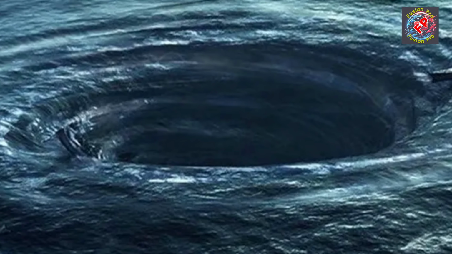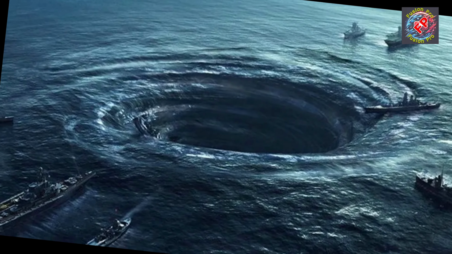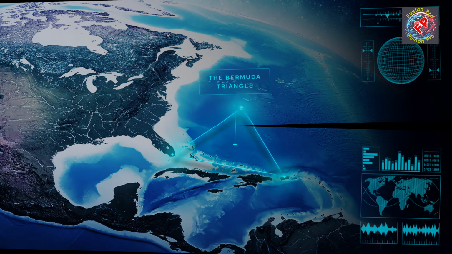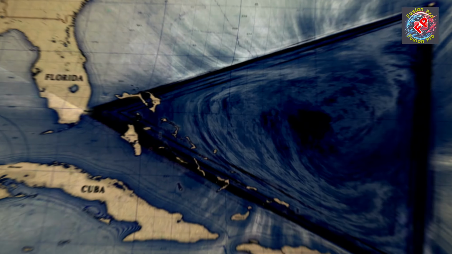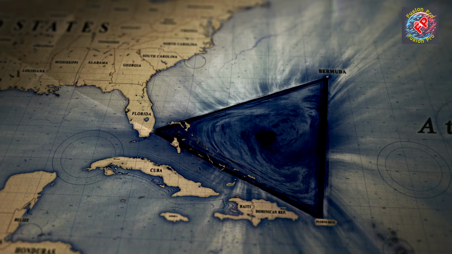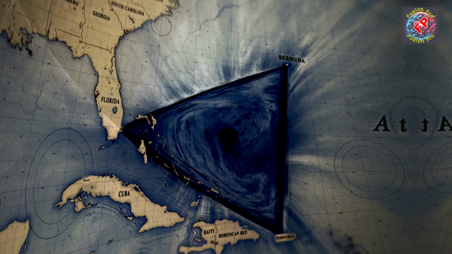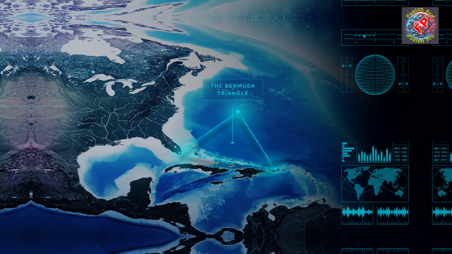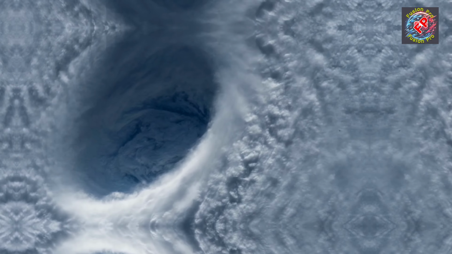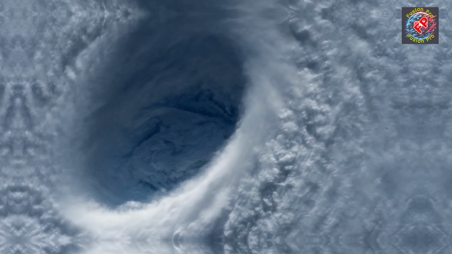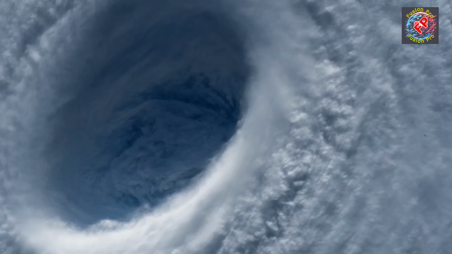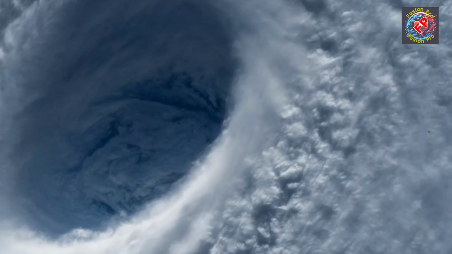Some of these include natural explanations. These include the presence of methane hydrates, which could potentially cause ships to sink if released in large quantities, sudden violent weather patterns, and underwater geological formations. Human error or sabotage: many incidents within the Bermuda Triangle could be attributed to human error, navigational mistakes, or even deliberate acts of sabotage. Magnetic anomalies: some theories suggest that there may be unusual magnetic anomalies in the region that could interfere with compass readings and navigation systems.